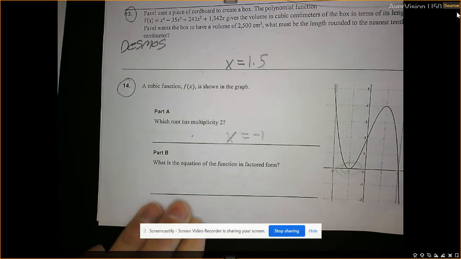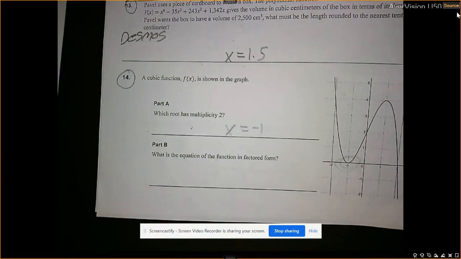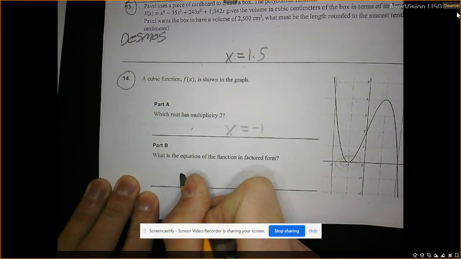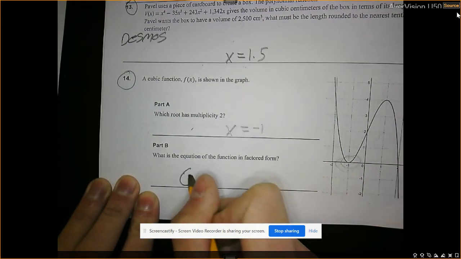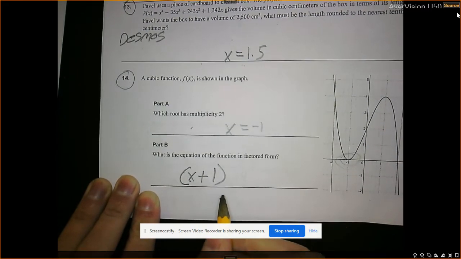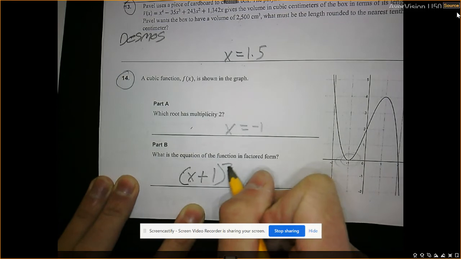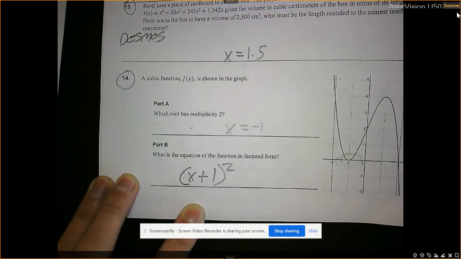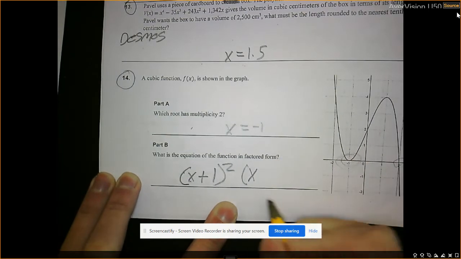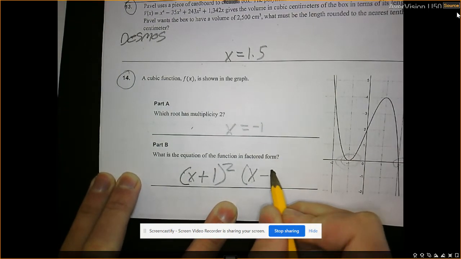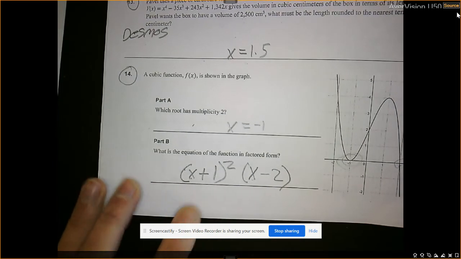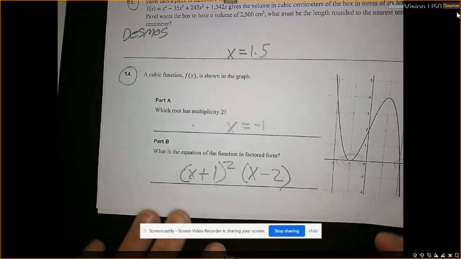Okay, and then what is the equation in factored form? Well, if we have x equals negative 1 as a double root, that means that's going to be an x plus 1 because negative 1 is what makes this equal 0. And then it's a double root, so it's going to be squared. And then my only other root is at positive 2. So that means, well, positive 2 is going to make x minus 2 equals 0. So that's how I know I have an x minus 2. That's all there is to it for part B.